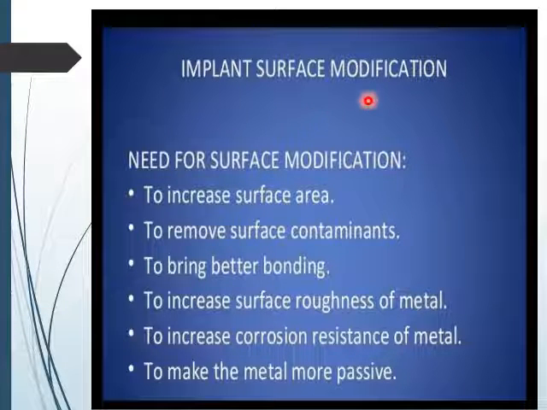Implant surface modification. The need for surface modification is to increase the surface area, also to remove surface contamination, also to bring better bonding and to increase the surface roughness of the metal, to increase the corrosion resistance of the metal, and finally to make the metal more passive.